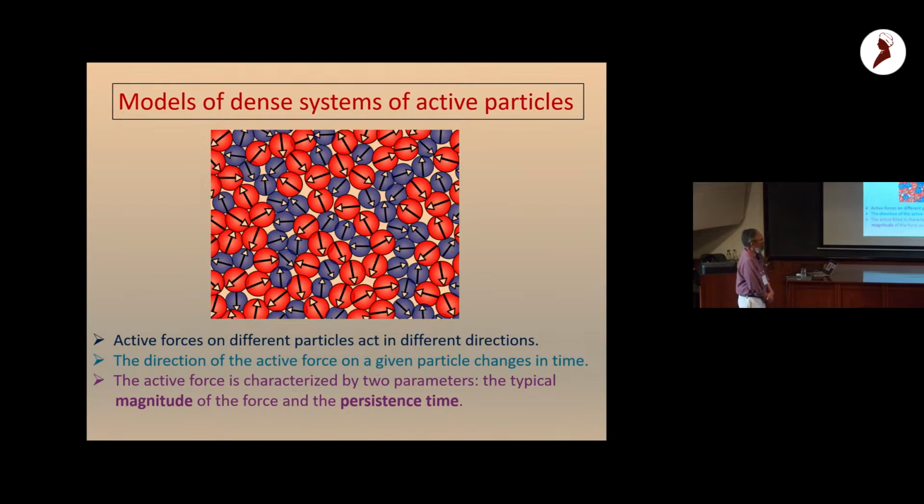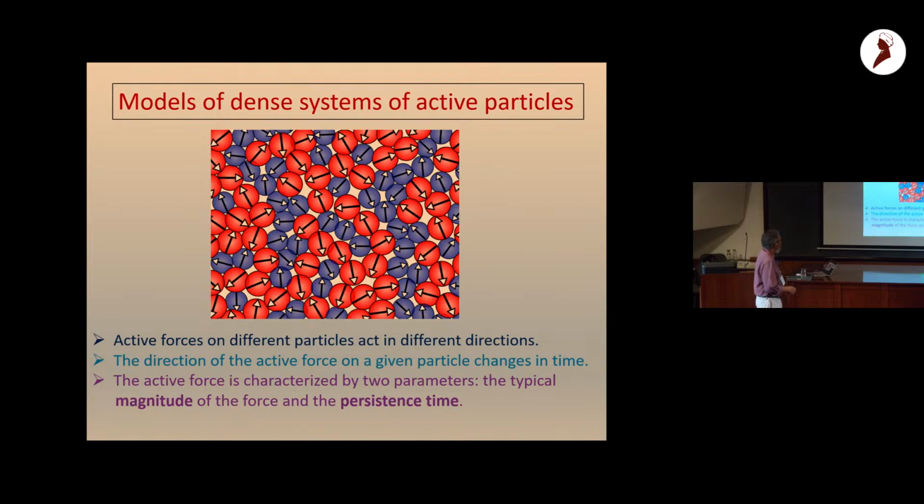And we'll be looking at models that have been studied quite extensively in the context of passive glass transition in the past. We'll be then introducing activity in a very simple way, and then we'll try to see how this activity affects the behavior near the glass transition.